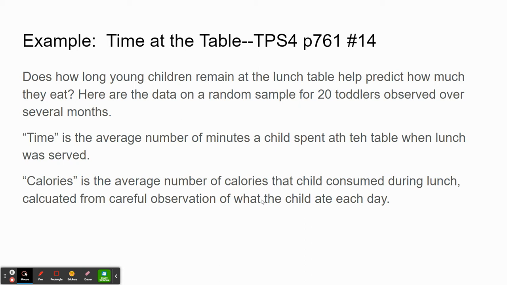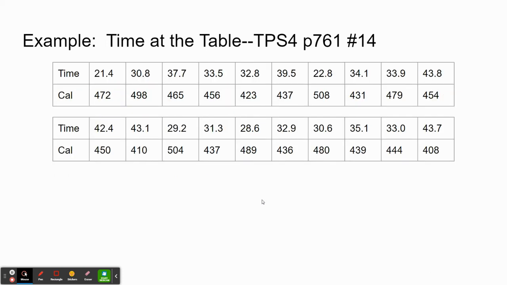Here's an example from page 761, number 14 in your book. They did some studies to see if the amount of time that a toddler spends at the lunch table helps predict how many calories they eat. Time is the average number of minutes they spent at the table when lunch was served over several days, and calories is the average number of calories the child consumed during lunch. Here's the data that they collected, from 20 toddlers.